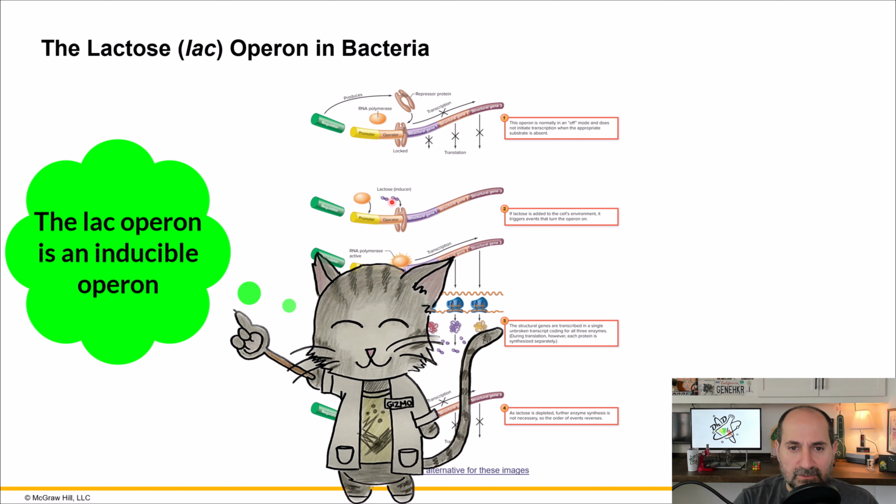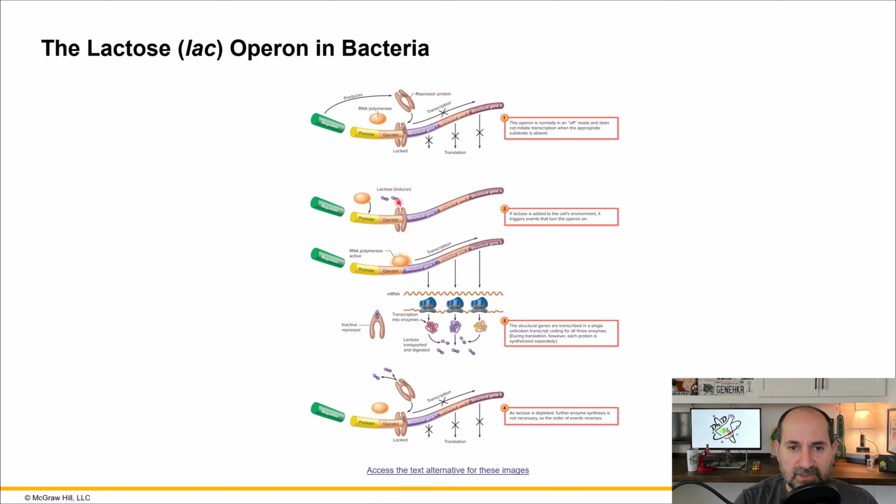When lactose is present, lactose can serve as the inducer by binding to the repressor and causing inactivation of the repressor. Once the inactive repressor lets go of the operator, the RNA polymerase can bind to the promoter and promote transcription, right? Transcription meaning the production of mRNA, which is a copy of these structural genes.